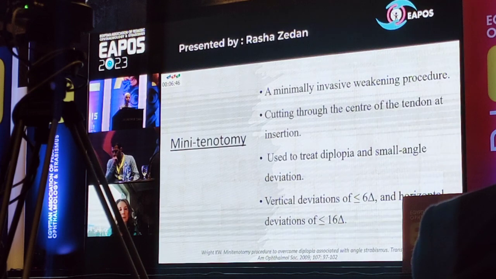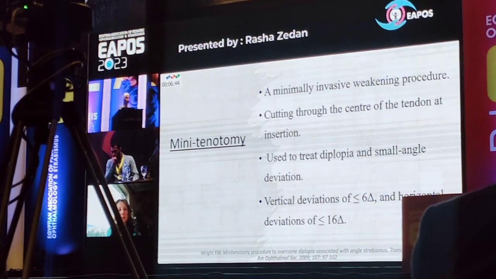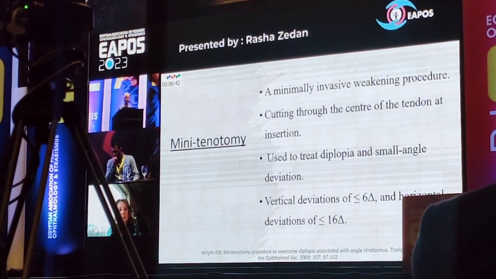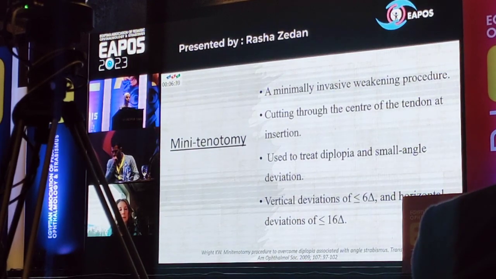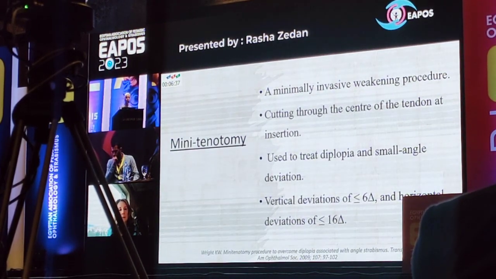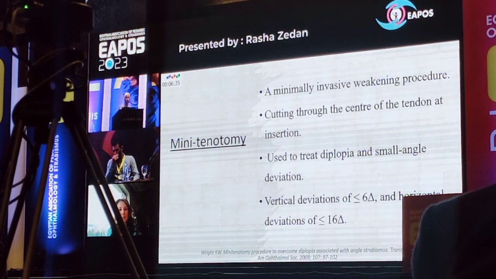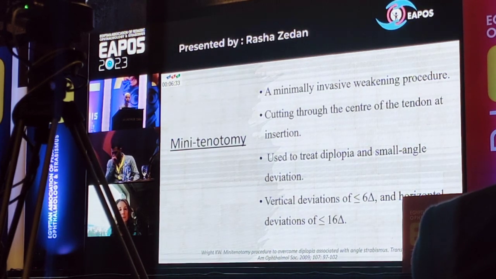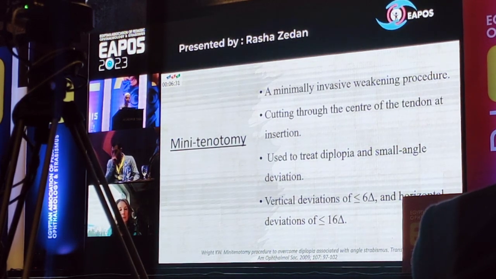Mini tenotomy is a minimally invasive weakening procedure that involves cutting the center of the tendon at the insertion. It can be used to treat diplopia and small angle deviations: vertical deviations up to 6 prism diopters, and horizontal deviations of up to 16 prism diopters.